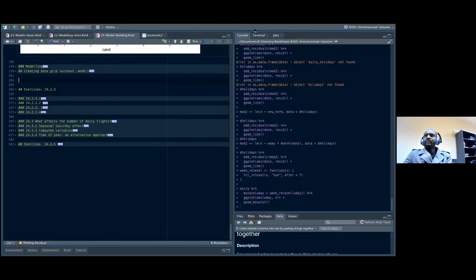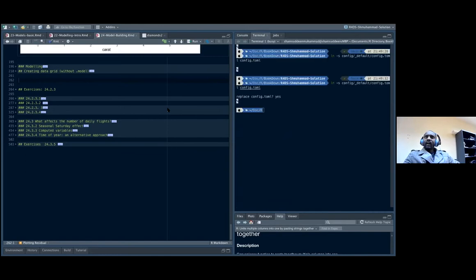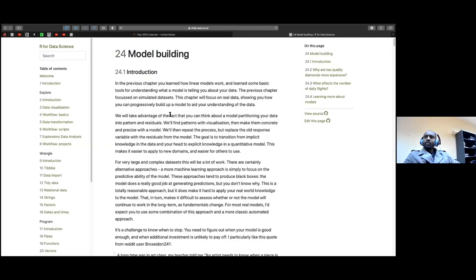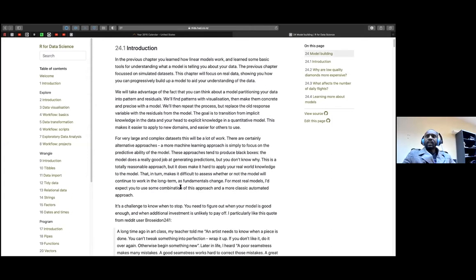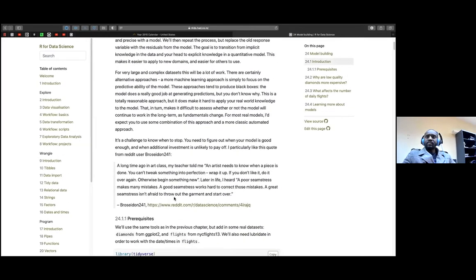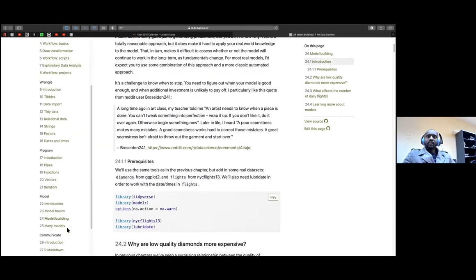All right. So welcome back to the R4 Data Science Model Building chapter. In the previous week, we went through the content of the chapter, and we started doing some exercises, but we haven't finished. So today we will go through the exercises of the chapter.